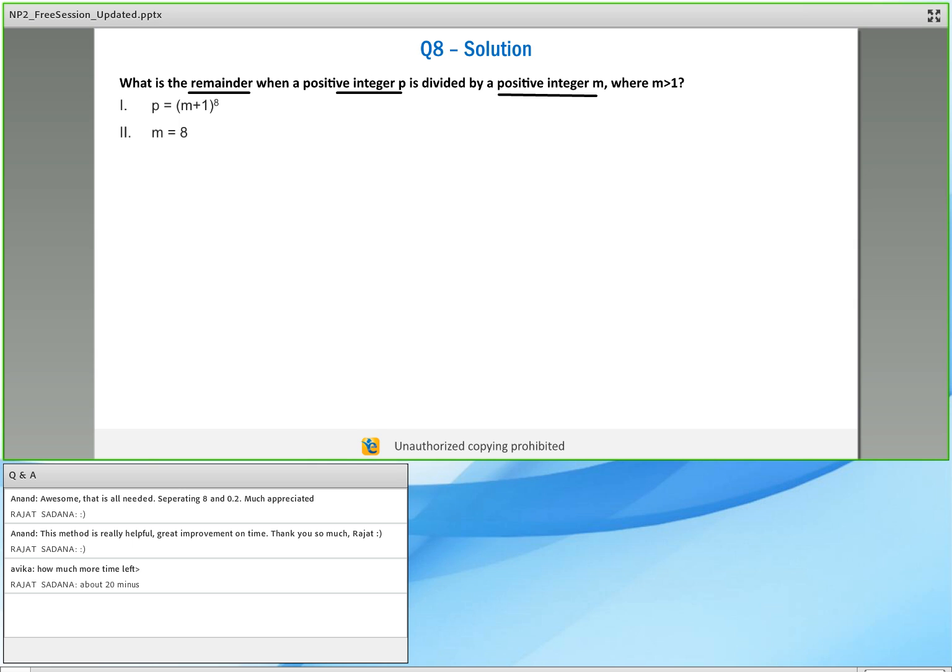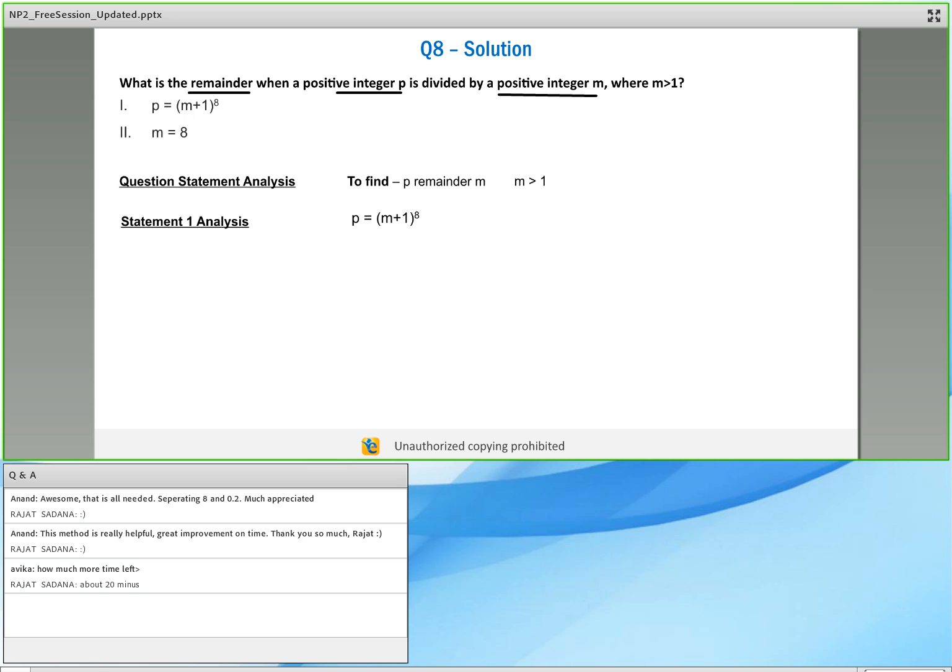Because just as in verbal, once you start reading the answer choices, your mind gets polluted, and then it becomes difficult to visualize this. So, what's the question statement analysis? Given that m is greater than 1 and m is positive, we have to find the remainder when m divides p. Okay, let's look at statement 1.